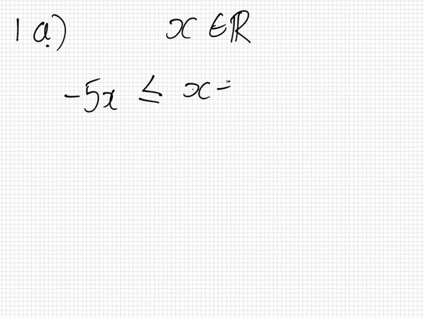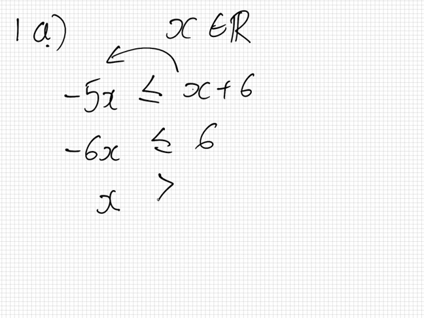So let's have a look at some examples now. I'll do 1a. We're told that x is a real number, and we want to solve this: minus 5x less than or equal to x plus 6. Just like normal, that comes over there. And then we divide by minus 6. We have to remember to flip it around. So we have x greater than or equal to minus 1.